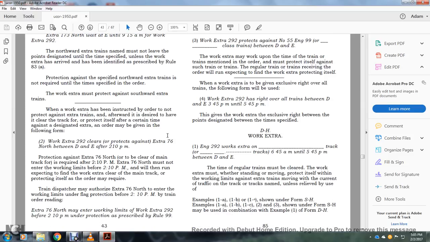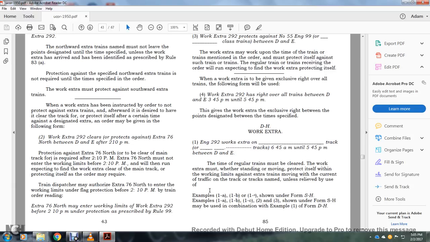Form DH, work extra. Engine 229 works extra on blank track or blank tracks from 6:45 until 5:45 between D and E. Regular trains must be cleared with the work extra, whether standing or moving, protecting itself within the working limits against extra trains moving with the current of traffic on the tracks named unless relieved until in use. Examples 1A, 1B, and 1C shown in the figure of form SH. Examples 1A, 1B, 1C, 2, and 3 shown in form SH may be used in combination with example 1 in form DH.